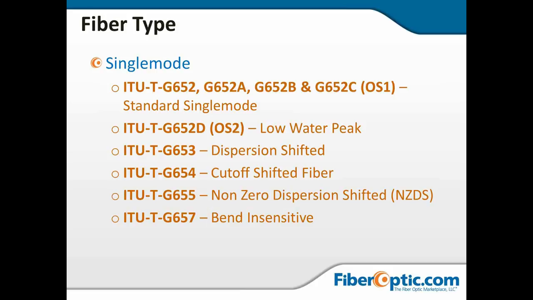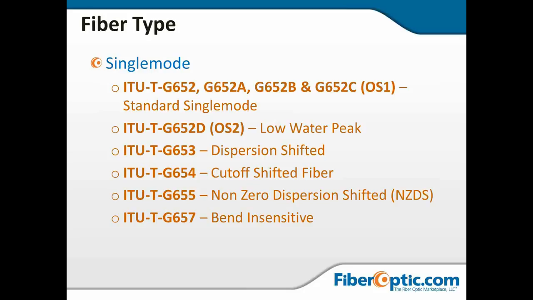And this opens up a lot of opportunities for DWDM. Without that water peak, we can use the entire spectrum. And it also tightened up on a lot of the core geometry issues that were causing polarization mode dispersion in old legacy outside plant fiber.